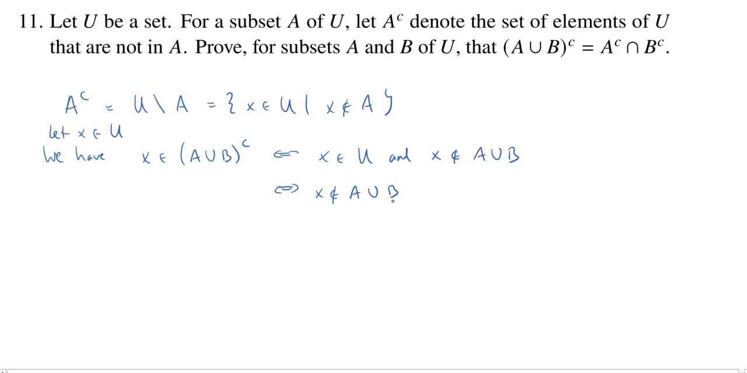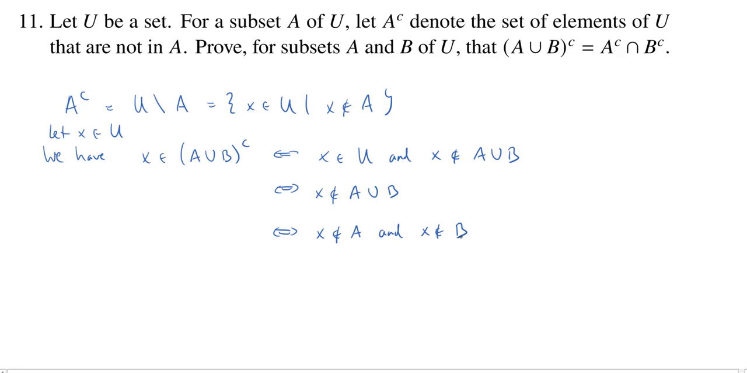What does it mean that X is not an element of A union B? Well, what is A union B? A union B is all the elements that are in A or in B, which allows for them to be in both, of course. So saying that X is not in the union is equivalent to saying that X is not an element of A and X is not an element of B.